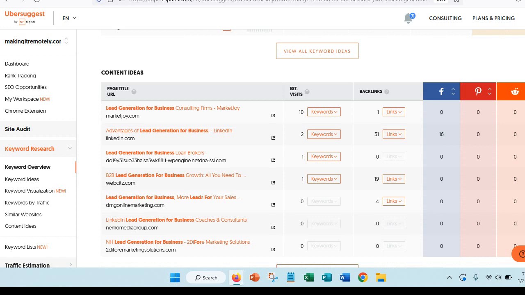So you don't want to use these big umbrella terms. You want to definitely niche down, as they say, so that you can have a less competitive keyword, but one that has a manageable search volume.